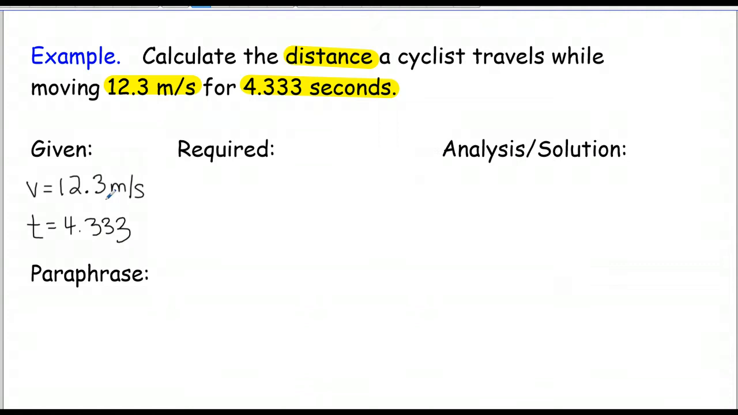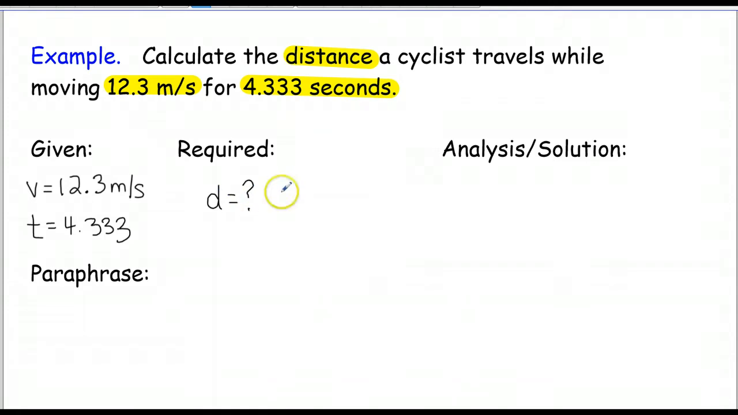And here's the thing I always get students asking me, do I have to write the word given? Do I have to write the word required? No, you don't. You just have to get in the habit of showing me this amount of work. It just keeps it nicely organized and it's easy for me to mark your answers as well. So what's required? Required is what they're asking us to solve. They want us to find distance. So we just show that this is what we're solving for.